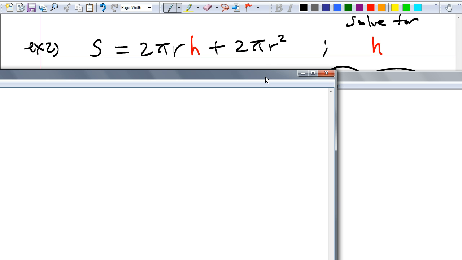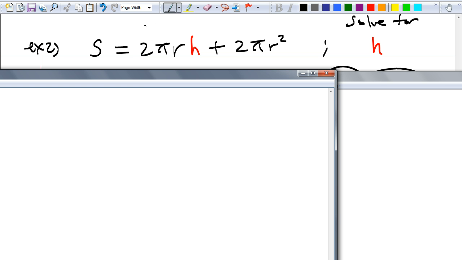Here's example 2. It says solve for h. S is equal to 2 pi r h plus 2 pi r squared. Again, it is not important to recognize that formula, but does anybody know what it is? This formula represents what? Matthew? The area of a cylinder. What kind of area? Surface area, you're right. Because remember you get two circles, that's why you get 2 pi r squared, and then this is the rectangle if you open it up. Anyway, that's not important, but let's solve for h.